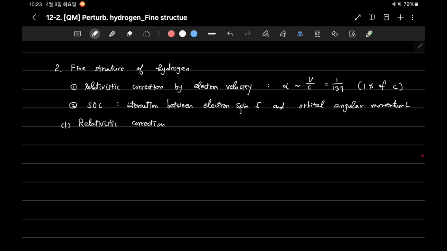Here I first review the relativistic correction. The exact calculation comes from the Dirac equation, but here I will start from the relativistic kinetic energy and the rest mass energy. The energy can be written as the square root of m squared c to the 4 plus p squared c squared. When there is no momentum, only the rest mass energy mc squared remains, which is a very well-known equation.